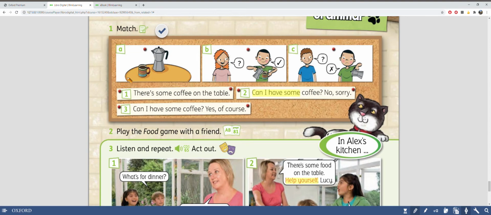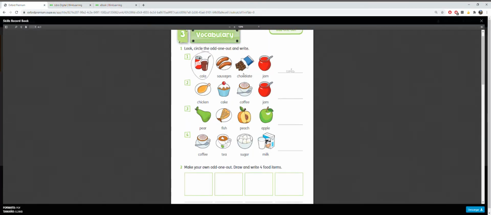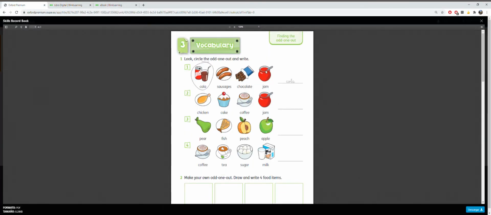So, this is the class for today. It's so short, right? Don't worry about that, because we are going to also work on this. This is the skill book. On the skill book, we are going to practice all that we learned during the unit number 3. And the first part is the vocabulary. Right here, we have to look and circle the odd one out and write. So there is something different right here.